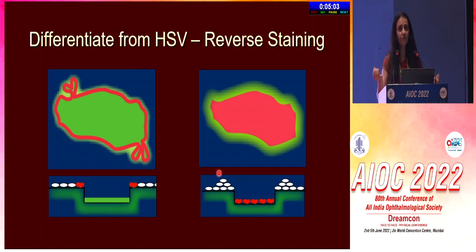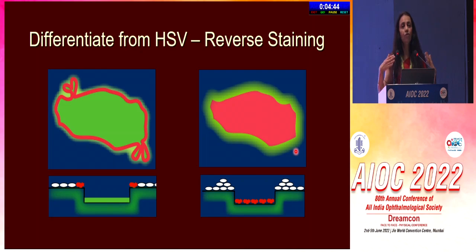If it's a neurotrophic ulcer after HSV, you probably want to put them on some steroids and not use topical antivirals because those are toxic. So looking at what happens with HSV, you all know the staining pattern: rose Bengal stains the dead cells around the edges, and fluorescein stains the epithelial defect in the center.